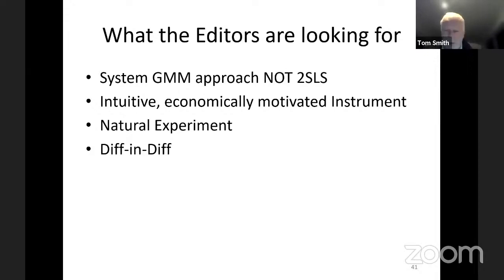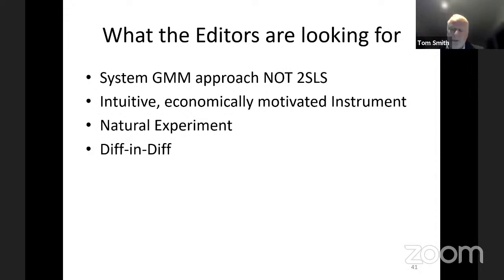You can call it instrumental variable, that's okay. They do want to see intuitive, economically motivated instruments. They love that. But they especially want to see natural experiments. And when you do a natural experiment, you normally do what's known as a Diff-in-Diff estimation, a difference in difference estimation.